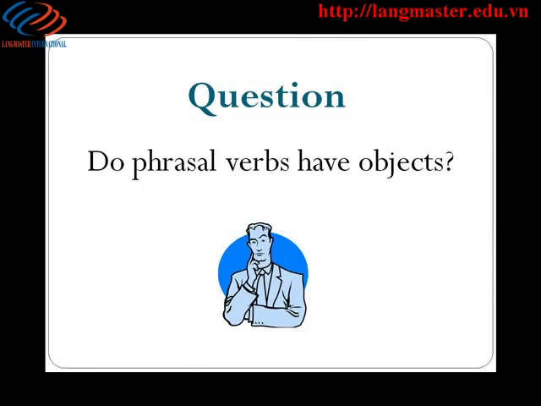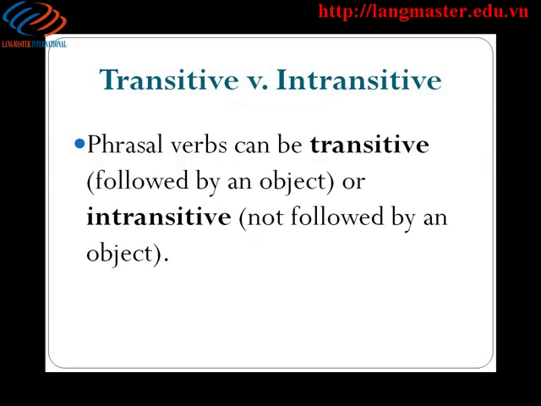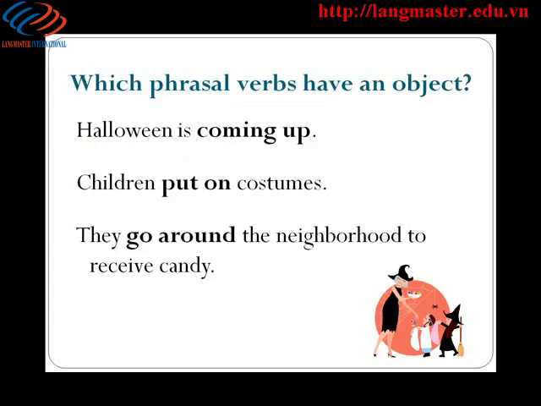What did you observe? Do phrasal verbs have objects? The answer is yes and no. Phrasal verbs can be transitive, meaning followed by an object, or intransitive, meaning not followed by an object. Here are the 3 phrasal verbs I used. Which ones have an object?